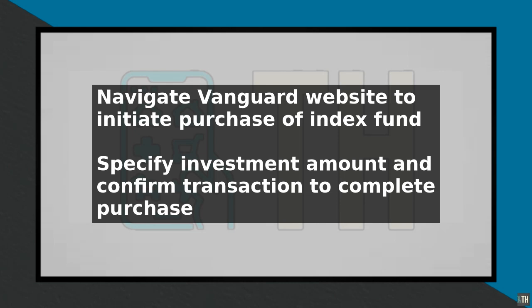In conclusion, setting up a Vanguard S&P 500 index fund is a relatively straightforward process that can be completed online or by mail. By following these steps and understanding the key concepts and fees associated with this investment product, you can take the first step towards building a diversified and low-cost investment portfolio. Remember to always have a long-term perspective and to avoid making emotional investment decisions based on short-term market fluctuations.